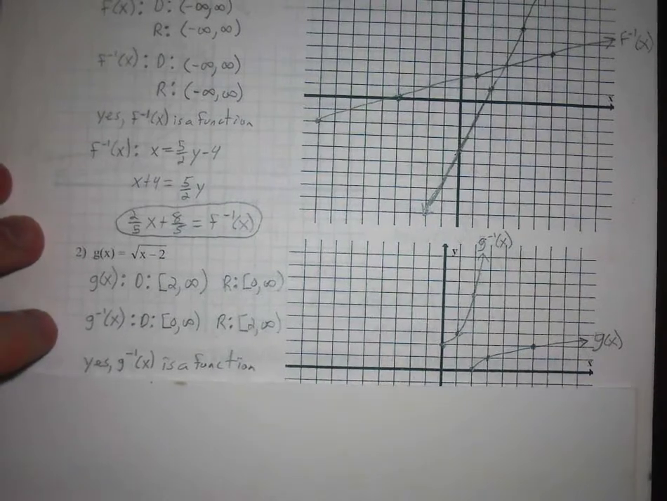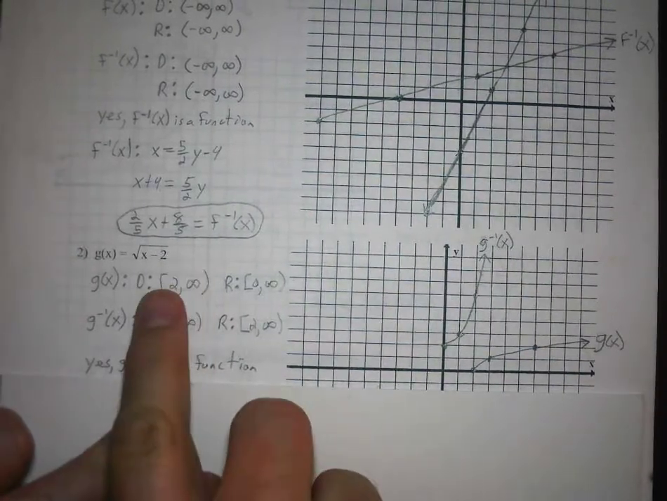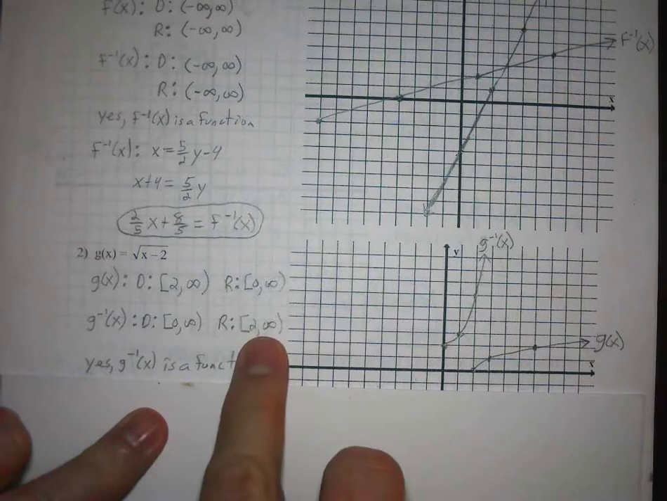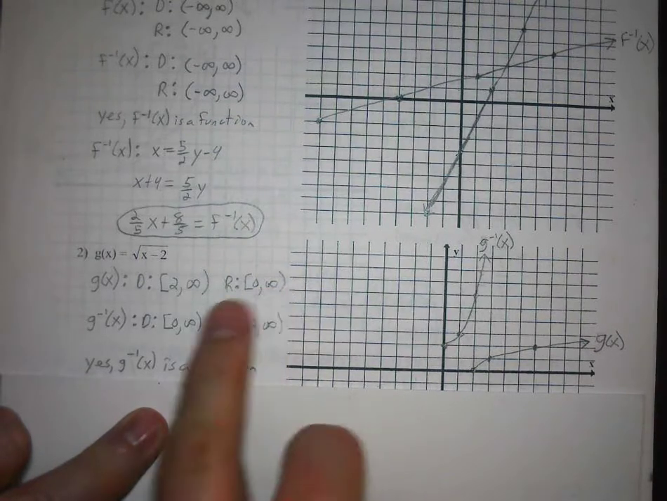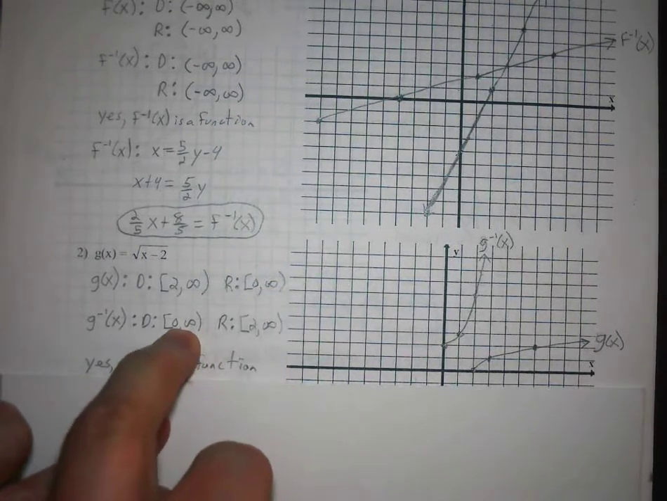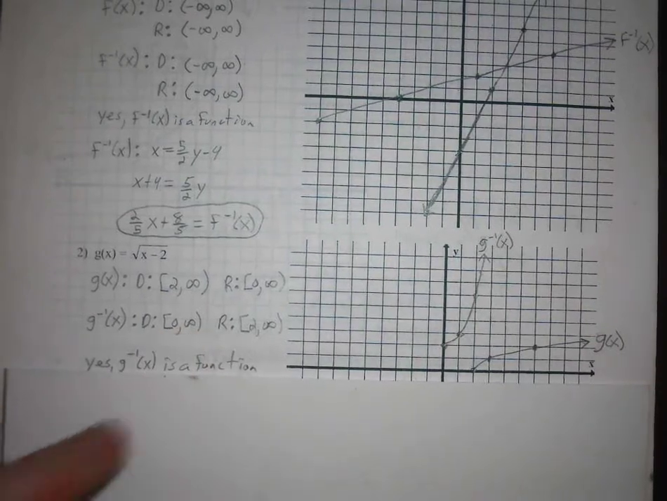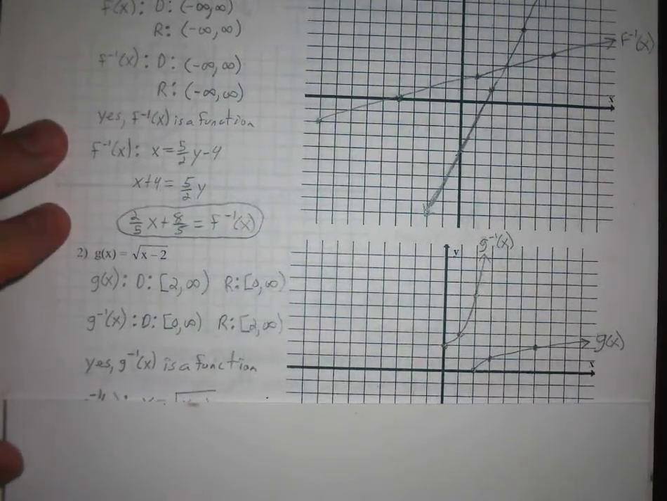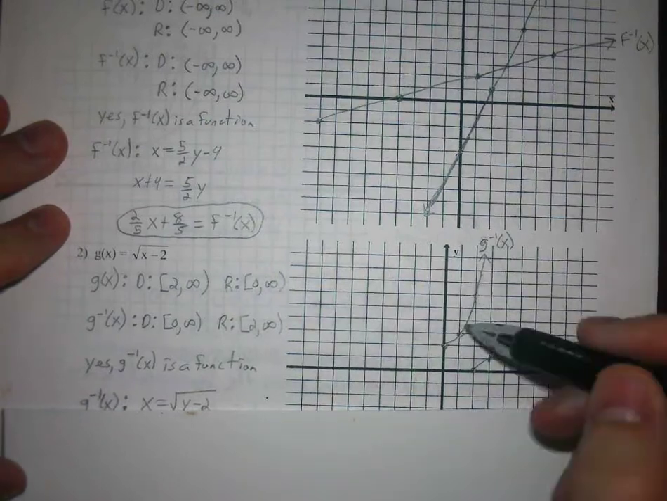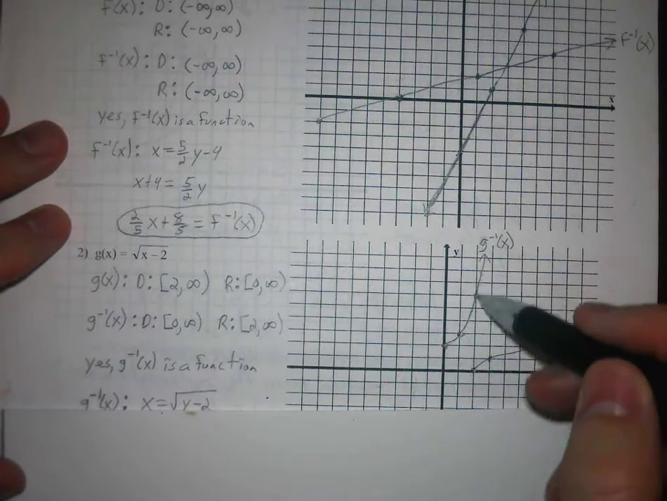So if you switch x and y, your old domain is your new range, and your old range is your new domain, because all you're doing is switching x and y. Okay, and yes, g inverse of x is a function. So when you graph it, we can see that each x has only one y.